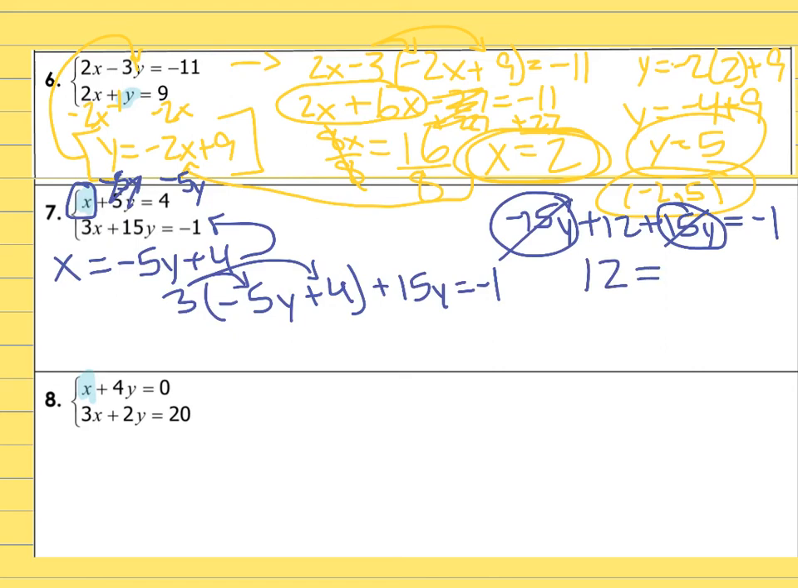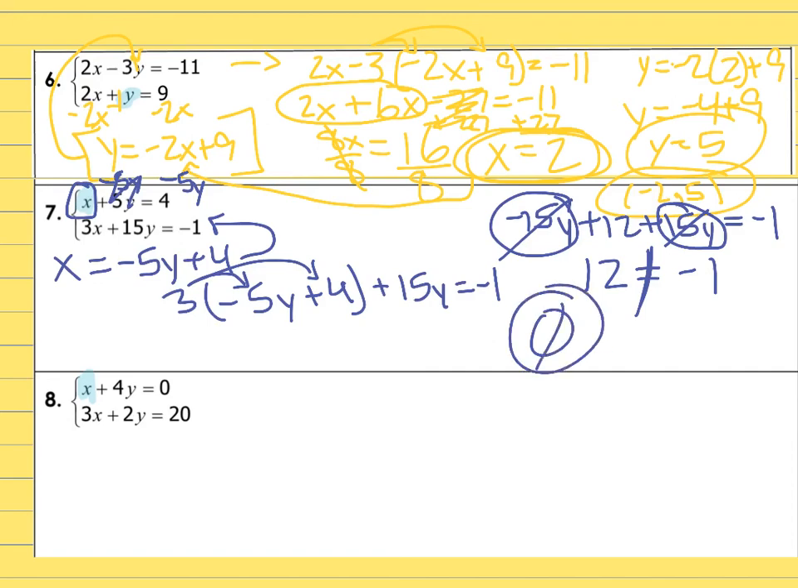That's very important. They do cancel out when you combine them. So 12 equals negative 1. This is a question for us to answer. Does 12 equal negative 1? And what you should be saying to yourselves, no, it doesn't. It never equals negative 1. So we have no solution for this.